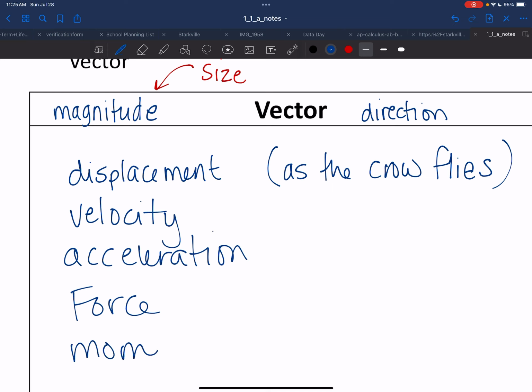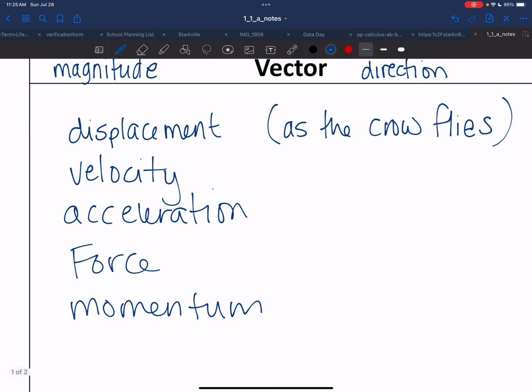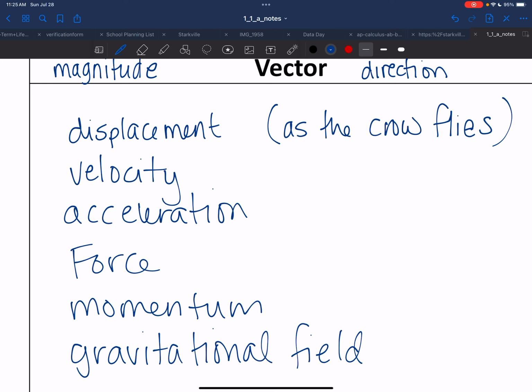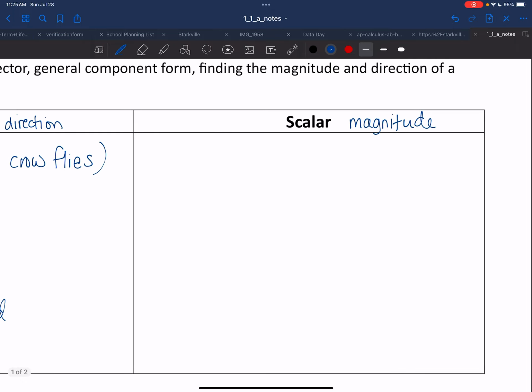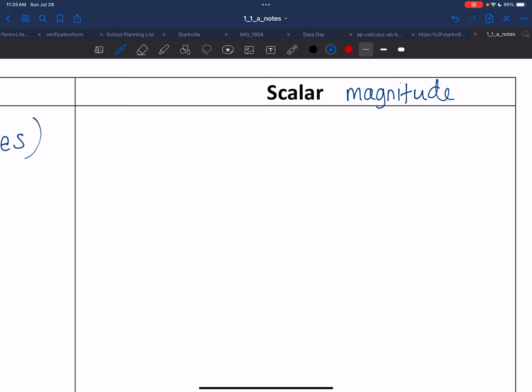Momentum. And again, you can pause this video at the end here and then write all this down. And then, of course, gravitational field. Direction does matter. So those are the big hitters for what we're going to be studying this particular year. And then we'll contrast that with scalar quantities. Scalar quantities are just a value. So distance is actually a scalar quantity.